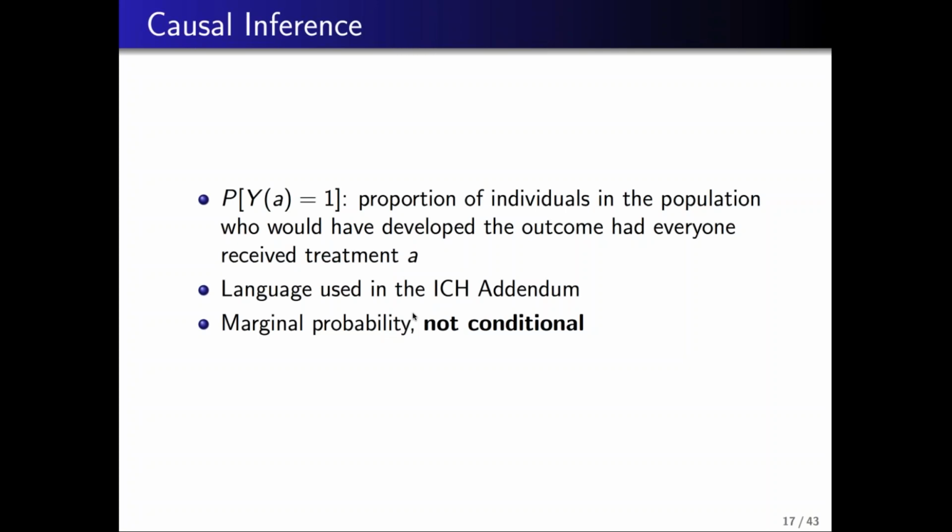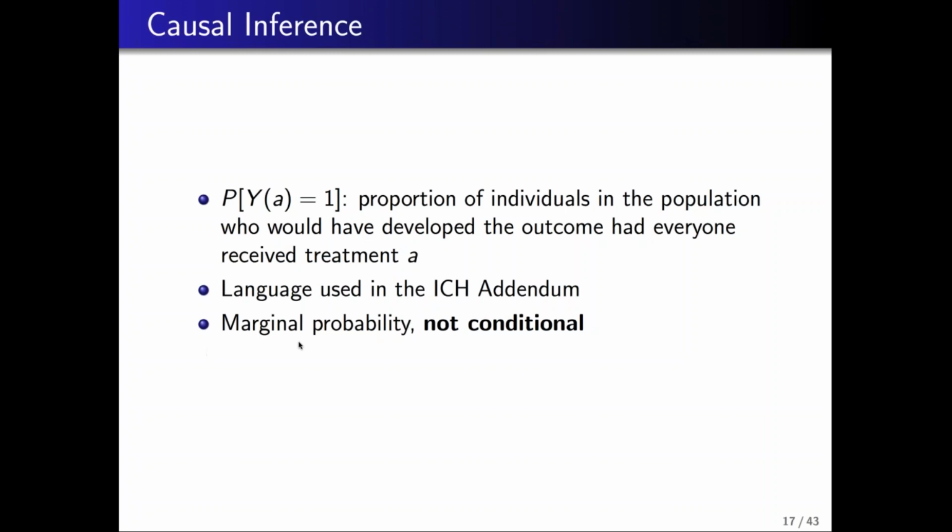Another really important bit about causal inference is that what we're interested in learning about in this context is the proportion of individuals. So this probability statement here is the probability that Y of little a is 1, right? And I'm going to vary a, which will take on the value 0 or 1. And so what I want to know is what's the proportion of individuals in the population who would have developed the outcome, who would have died, had everyone in that population received treatment little a. So I want to know if everybody had received treatment little a, what fraction of people would die. And that's the language used in the ICH addendum.